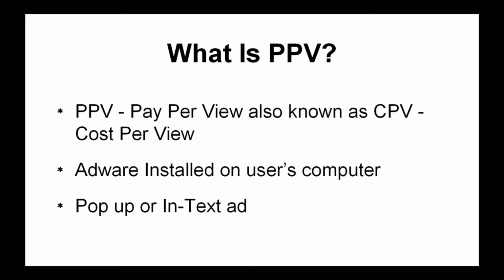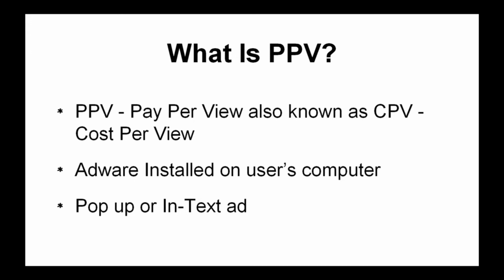Basically, PPV works like this. The user installs a program that allows PPV network to serve ads on its computer, and that's called adware. For example, let's say the user downloaded a screensaver game or Smiles, so he agrees to their terms and conditions where they say that they will serve pop-up or in-text ads. There are two types of PPV ads.